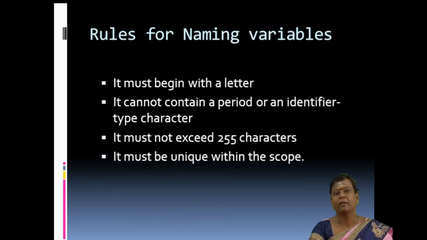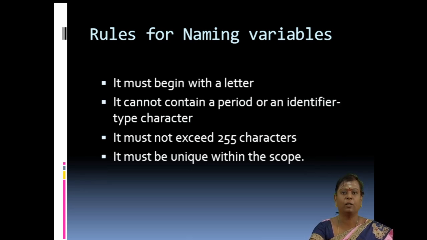So, first let us see the rules for naming a variable. The first rule is that it should begin with a letter, and it cannot contain a period, that is a dot, in the variable name. It must not exceed 255 characters, and it should be unique within its scope.